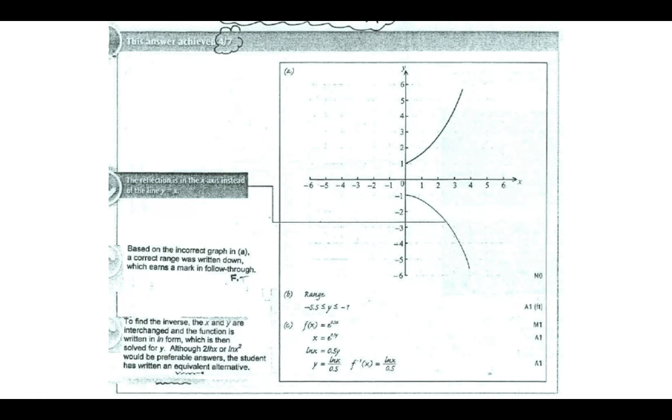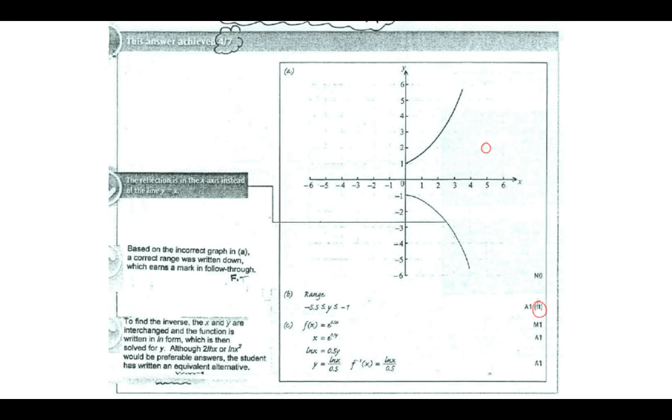So they did not reflect this over the correct axis, right? So like they got no points here. It's just not right. Their range that they wrote down is accurate for what they did here. So this FT means follow through.